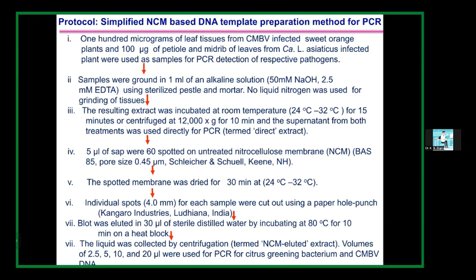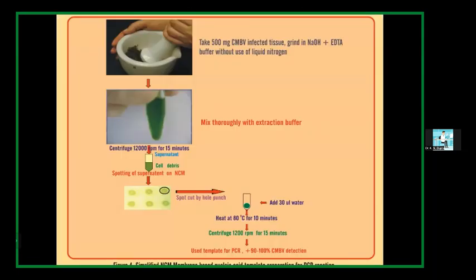The liquid was collected by centrifugation, and volumes of 2.5, 10 and 20 ml were used for PCR for citrus greening bacterium and citrus mosaic badna virus. So this is a picture of the procedure: just take the sample, then mix slowly, mix the extraction, then blotting, then use it as template for PCR.